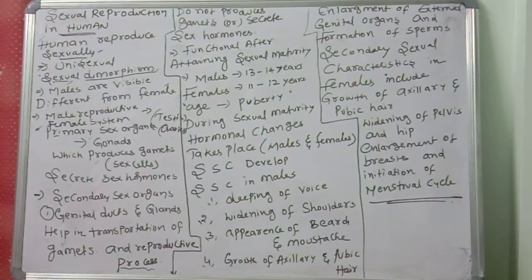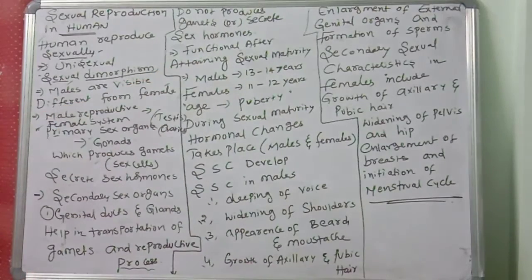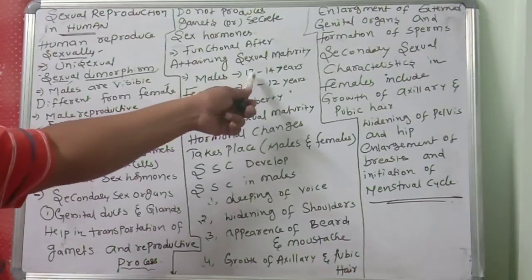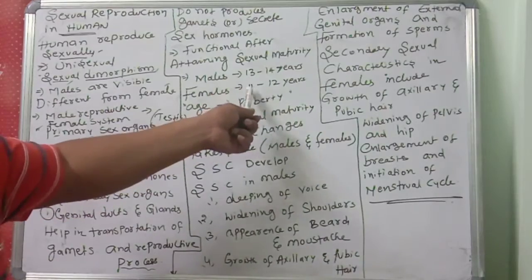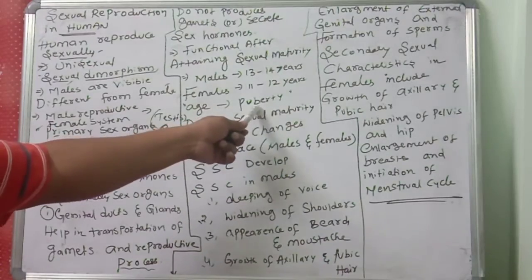Their genital ducts cannot secrete any hormone or produce gametes. Next, functional: the male and female reproductive systems become actually functional after attaining sexual maturity. Sexual maturity takes place in males at 13 to 14 years, and in females at 11 to 12 years. That particular age is what we call puberty.